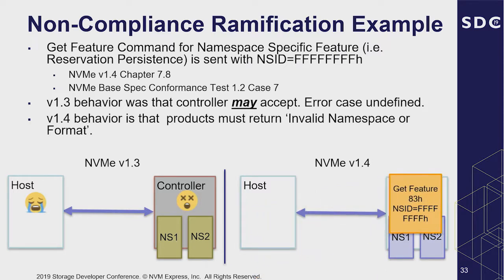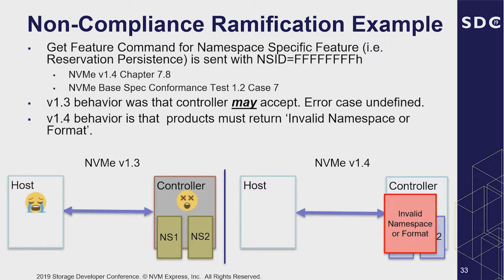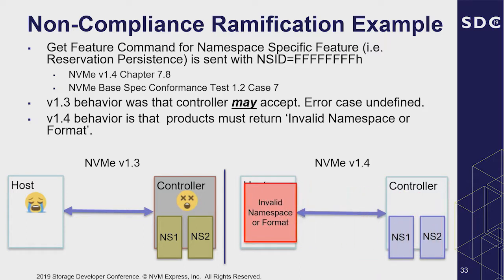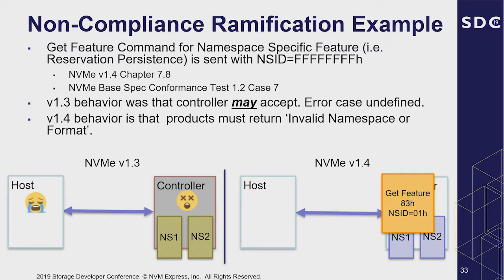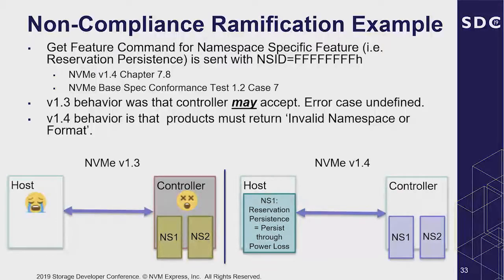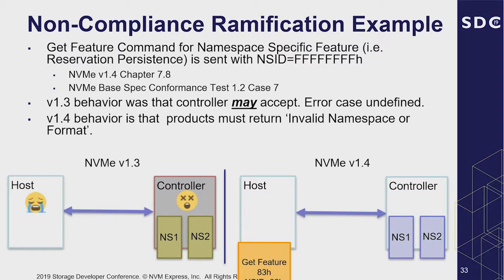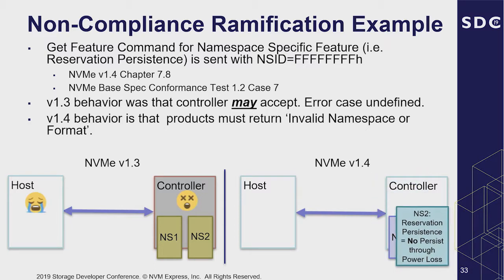If that get feature command is sent with an NSID of all Fs to a 1.4 compliant controller, now the controller is required to write back and say, that's an invalid namespace ID, and report an error. So the host gets that error, and then what can it do? How can it accommodate for that behavior? Well, it can start to query each of those namespaces individually. It can send that get feature command again for namespace 1 and get the information back for that particular namespace. It can send it again for namespace 2 and get the information back for that particular namespace. So now the persistence may actually be the same between these two products.